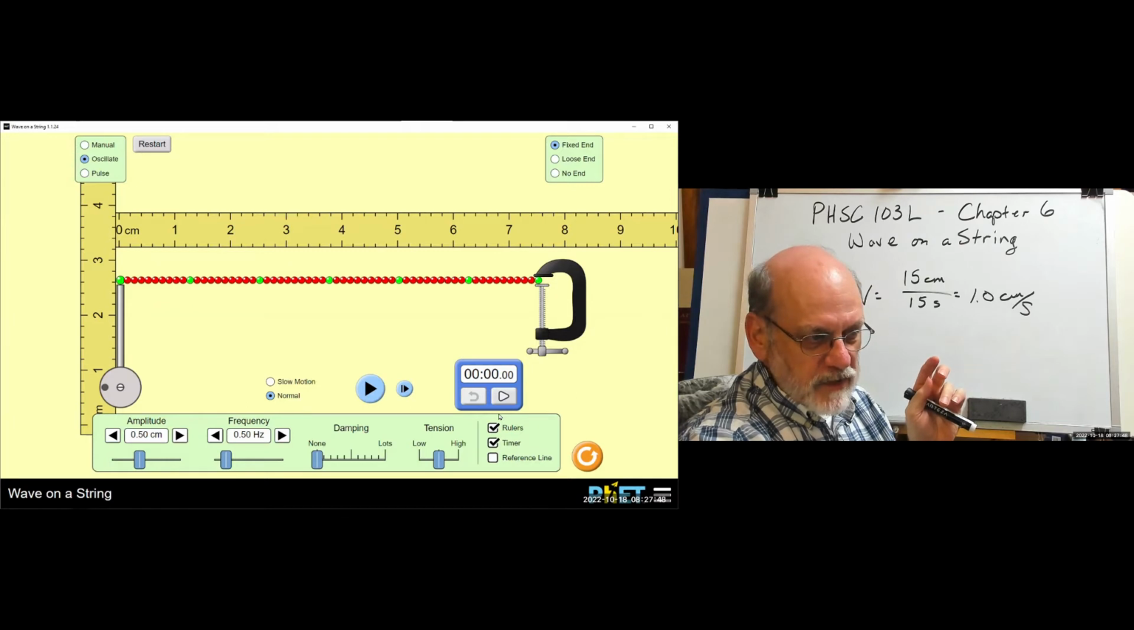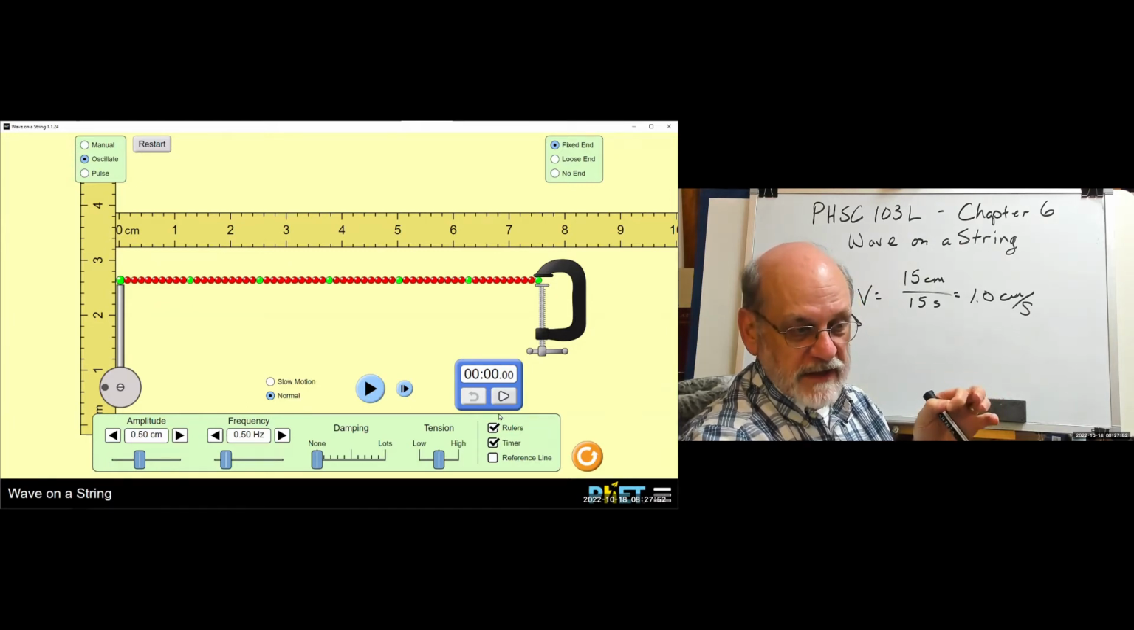Record the tension, amplitude, calculate and record the speed, in this case, velocity, of the wave in the table. It should be the same as in experiment 1. Assume wave velocity is constant throughout the experiment. Okay.